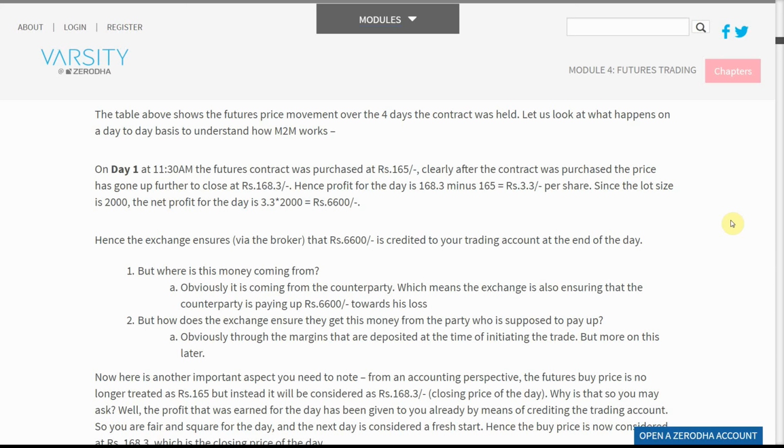But where is this money coming from? Obviously, it is coming from the counterparty, which means the exchange is also ensuring that the counterparty is paying up 6,600 rupees towards his loss. But how does the exchange ensure they get this money from the party who is supposed to pay up? Obviously through the margins that are deposited at the time of initiating the trade. But more on this later.